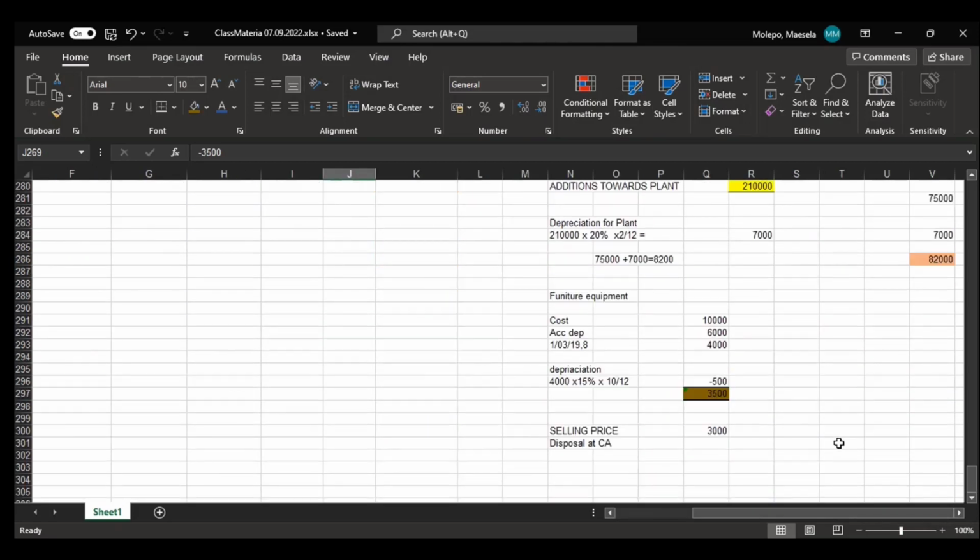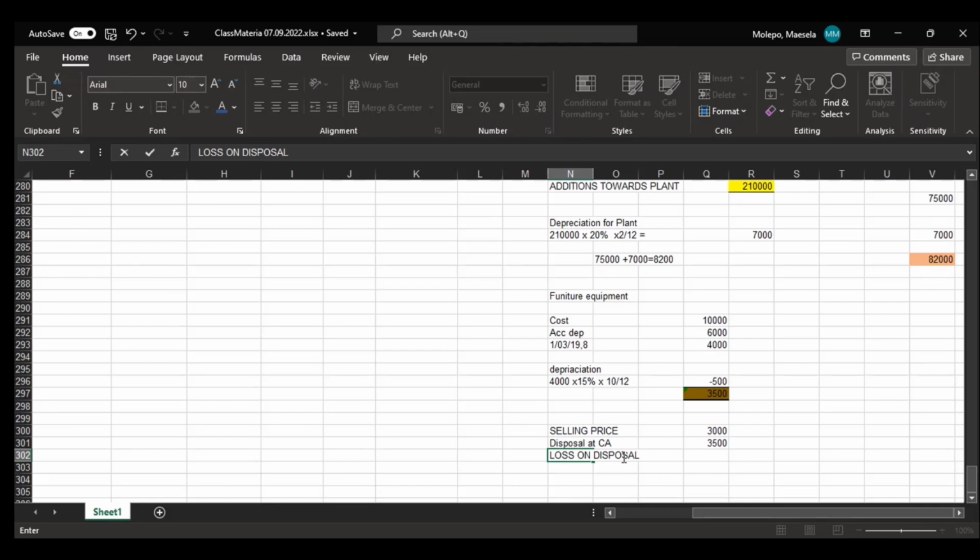Okay, I get it now. Then the selling price from the start, you get that 3,000, you less your disposal at carrying amount, which will be 3,500. It means we made a loss. Loss on sale, or loss on disposal, of how much? 500. Who is happy? Yes, sir. So don't say it was 3,000 plus 500 of depreciation. Anyone who has a question?